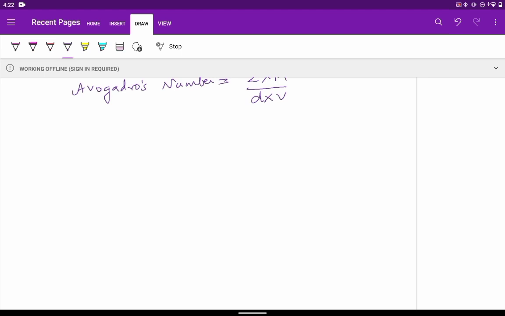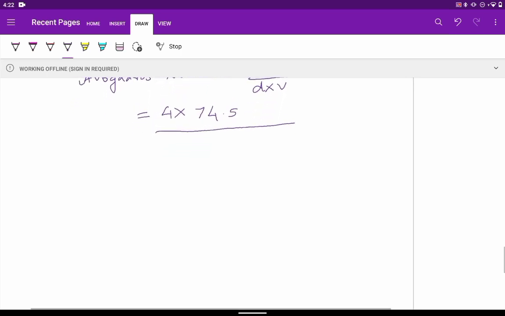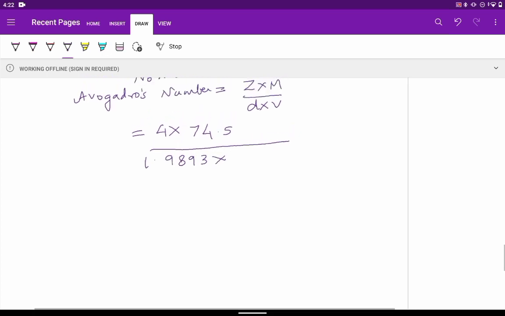So putting the values. First is Z, 4, into, it has to be multiplied by M, that is 74.5, divided by, we have to divide by D into V. D is given, 1.9893 into V.